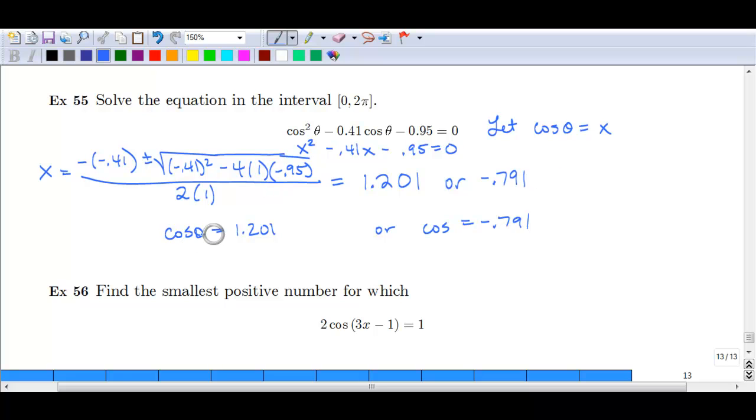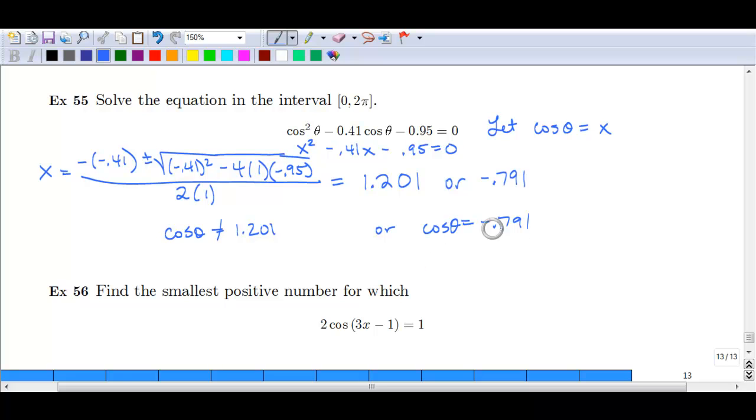Now, if you try to put this first one and do cosine inverse in your calculator, you're more than likely going to get an error message, and you should, because if you remember, when you're graphing cosine, it bounces up and down between negative 1 and 1. It's only going to oscillate between negative 1 and 1, so cosine can never be bigger than 1 in magnitude. This one, on the other hand, is going to be fine.